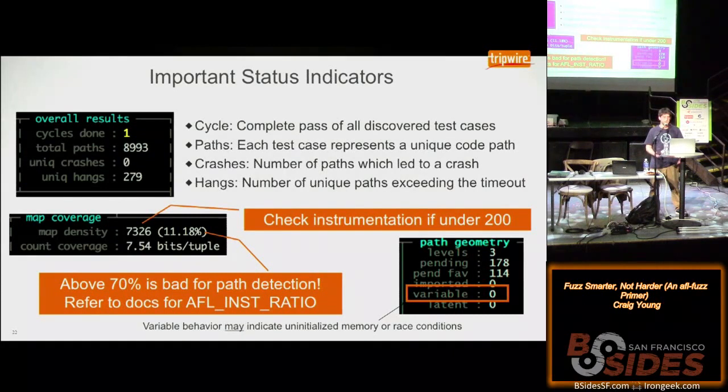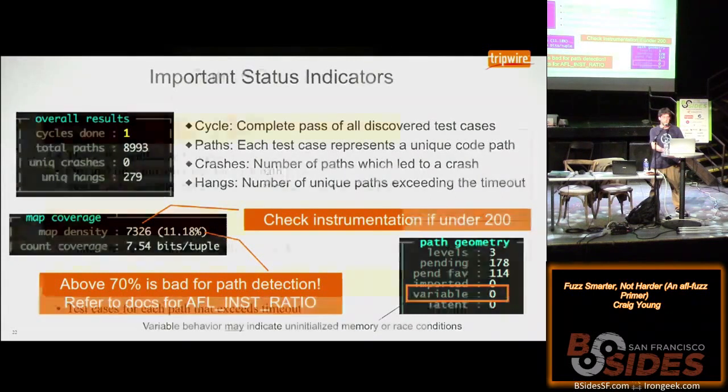Finally, on the path geometry, there's one field that I want to point out. That's the variable field. What this means is that when AFL runs the same test case twice, it's not getting the same execution flow. This is important because it could be implicating certain security bugs, like the use of uninitialized memory specifically. So it's something to keep an eye out for.